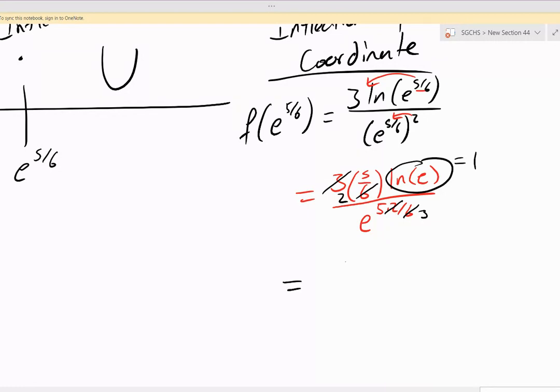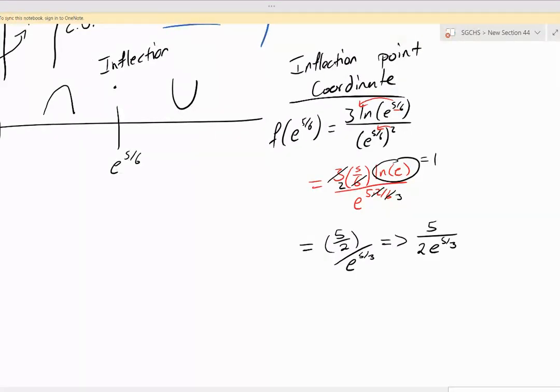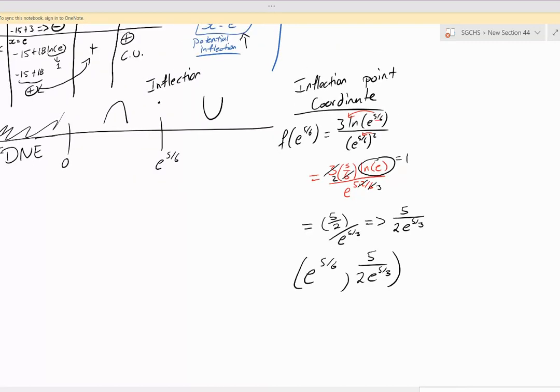So I have 5 over 2 dividing e to the power of 5 over 3. And we can simplify that to be 5 over 2 e to the power of 5 over 3. So that means on our coordinate points, it will be when x is e to the power of 5 over 6, y is 5 over 2 e to the power of 5 over 3. So just to give you a really good understanding, this is our inflection point.